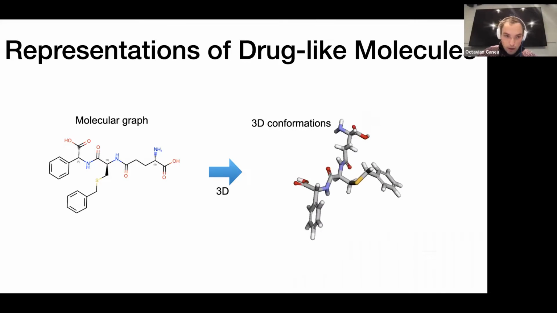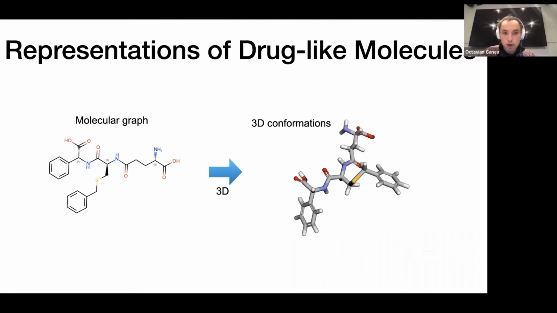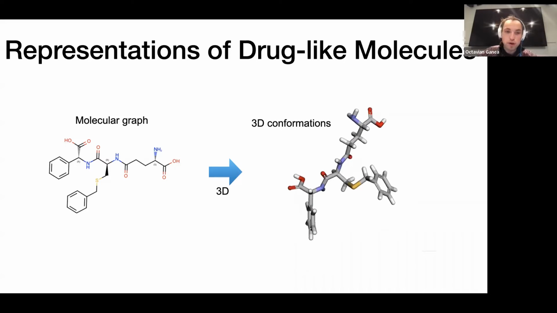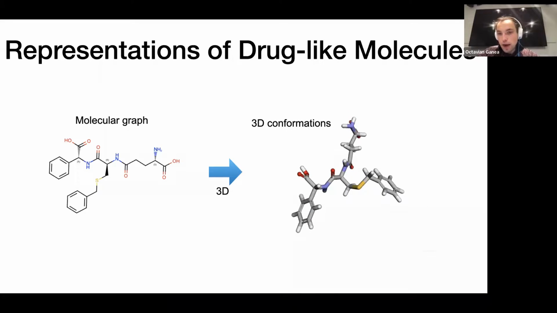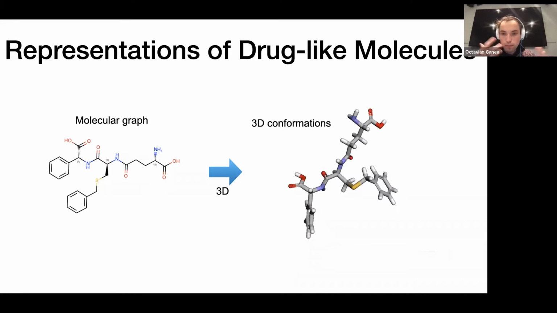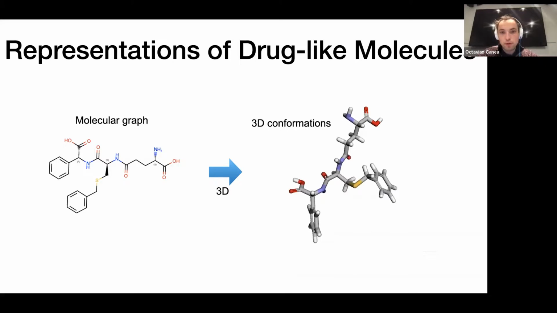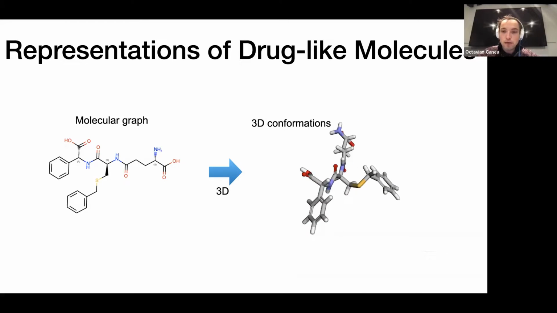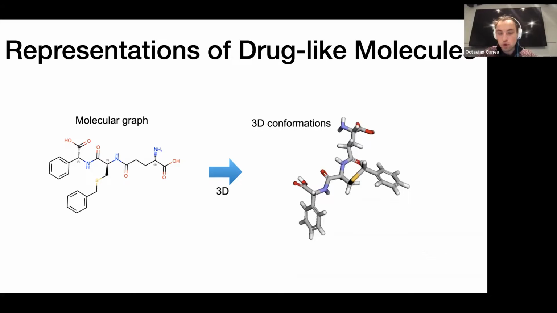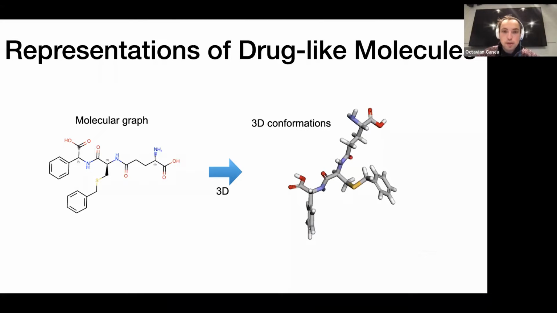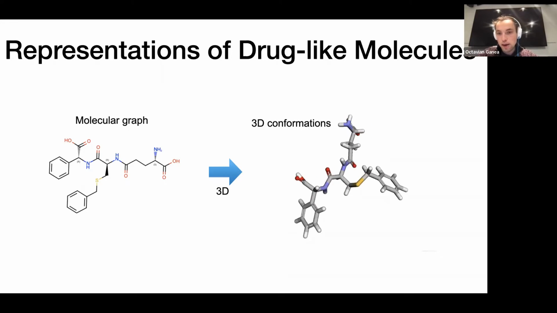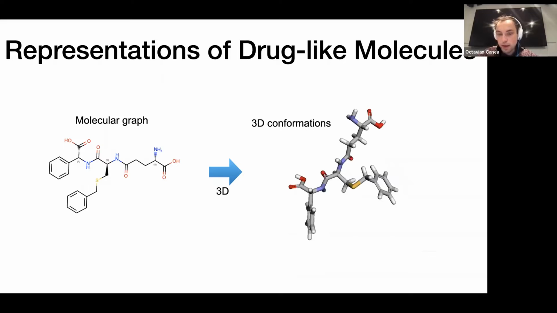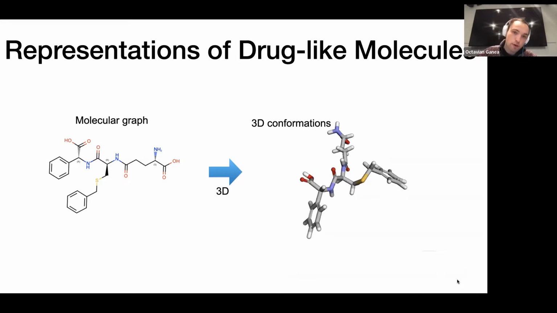I just want to highlight the fact that drug-like molecules can be seen as graphs, molecular graphs where nodes are atoms and bonds are edges. But in reality, they are 3D point clouds, 3D objects, which have internal flexibility in, let's say, torsion angles of rotatable bonds. So for one molecular graph, in practice, we have an ensemble of many low energetic states. And these are two possible views of drug-like molecules.